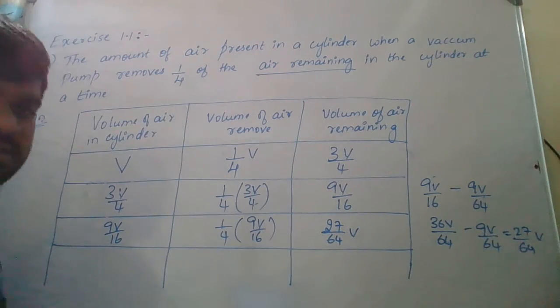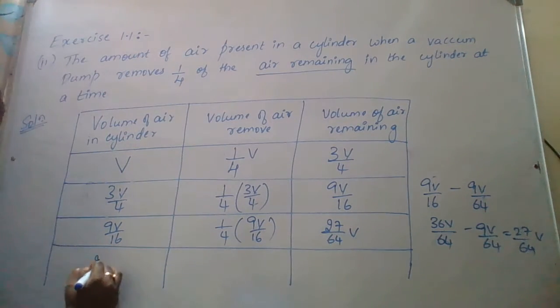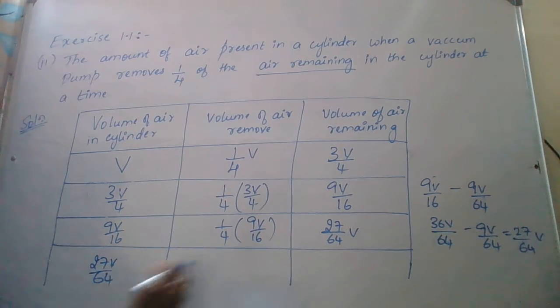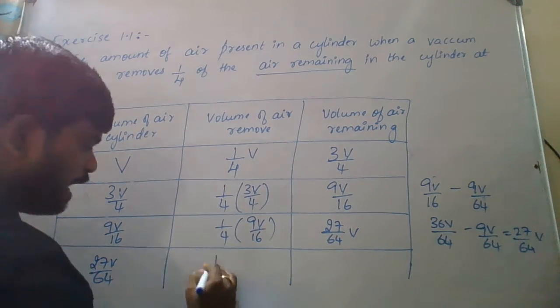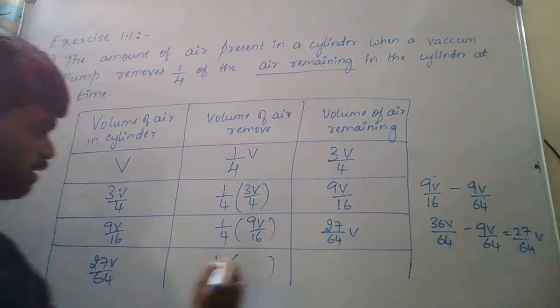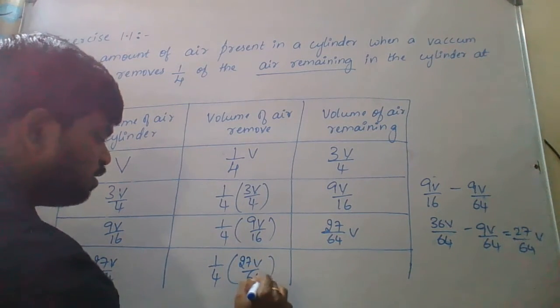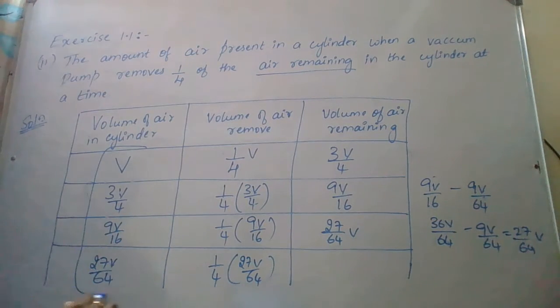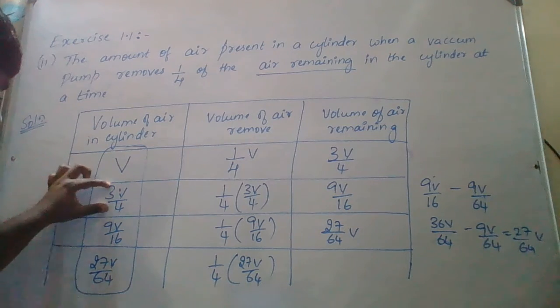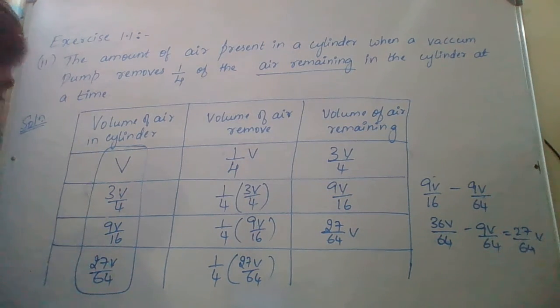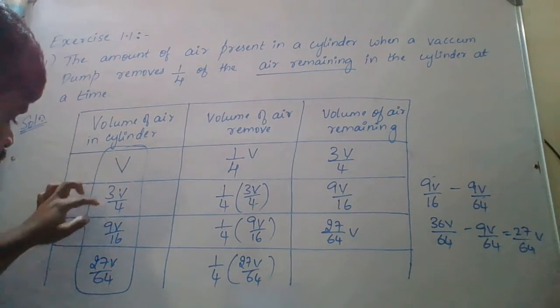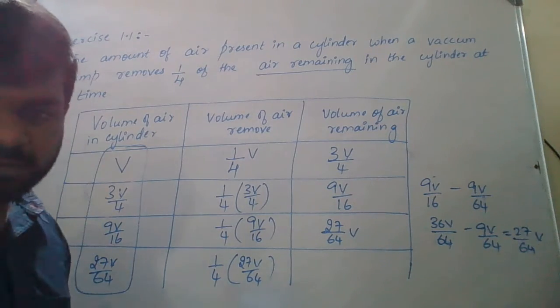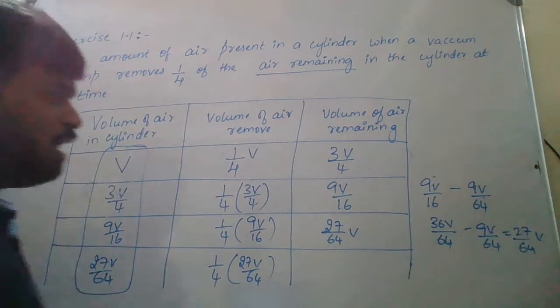You can keep doing this. Again, this is the air that is present. I'm going to remove 1/4 of the air, that is 27V by 64. Subtract it, you will get the answer. Now this is the volume that is present in the cylinder, right? Each time this is the volume that is present in the cylinder. Now I have to check whether this data is an AP or not.